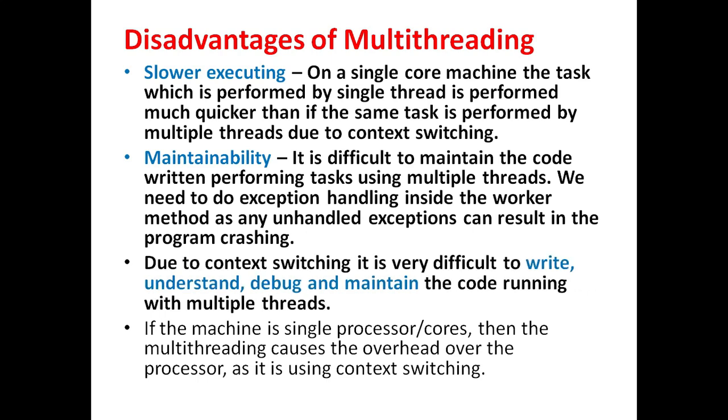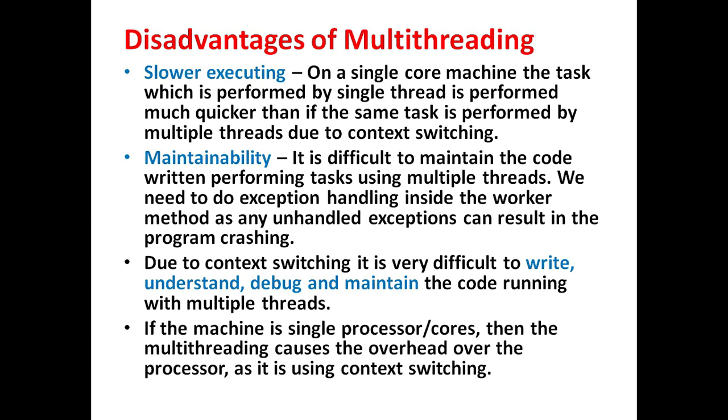Due to context switching, it is very difficult to write, understand, debug and maintain the code running with multiple threads. And if the machine is a single processor, then multithreading causes overhead on the processor as it is using context switching.